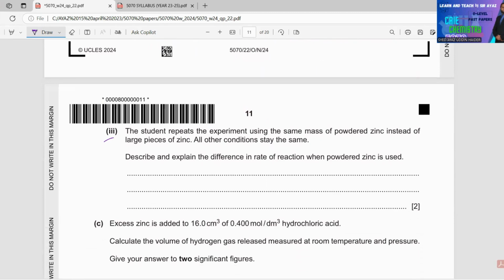Number 3, the student repeats the experiment using the same mass of powdered zinc instead of large pieces of zinc. All other conditions stay the same. Describe and explain the difference in the rate of reaction when powdered zinc is used. So definitely rate will increase because powders have greater surface area and the collision frequency also increases. But you can even say there will be more collisions per unit time. So I will write rate increases.